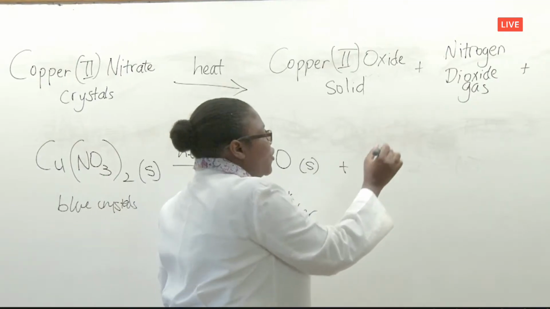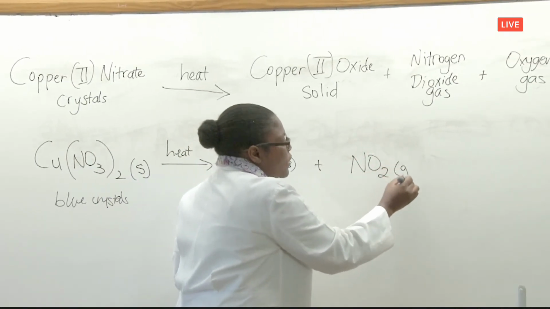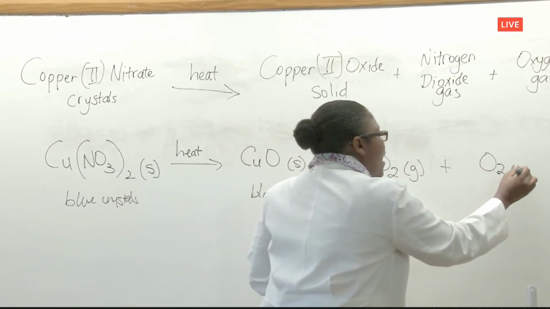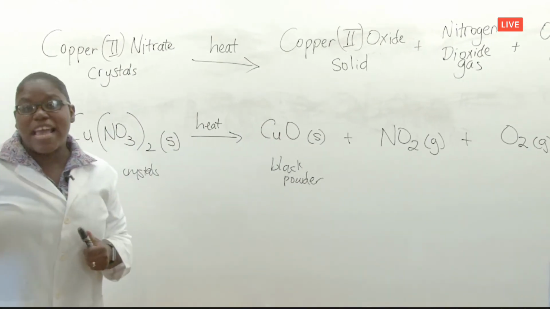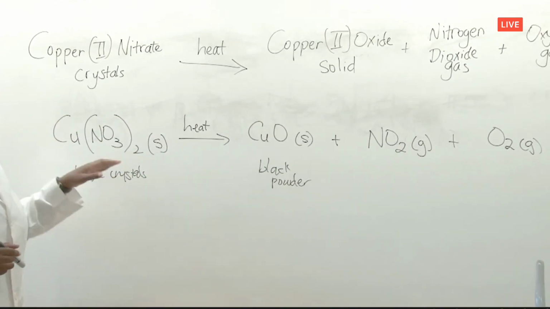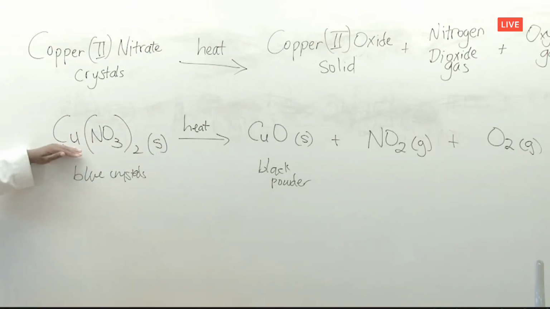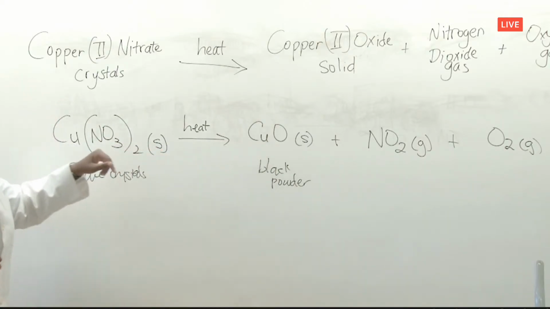We got nitrogen dioxide gas, that's NO2 gas, and oxygen gas, O2 gas. Yeah, we definitely saw that. Did you see that? It relit a glowing splint. That's oxygen gas. So let's balance this one. How many coppers here? 1. How many coppers here? 1. Balanced.